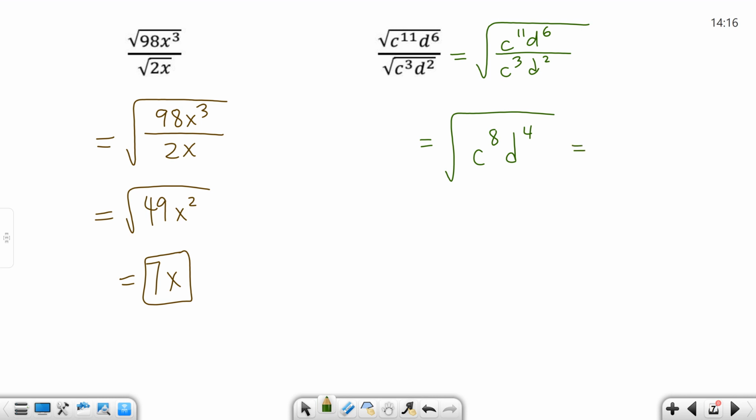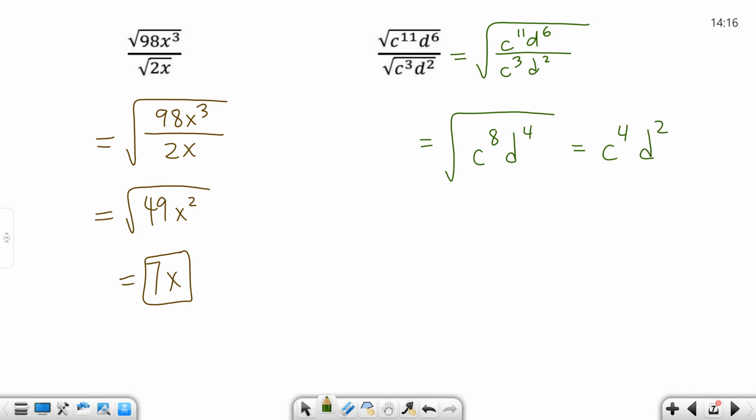Now I go and say, okay, how does this work? Well, I look at this and I say, how many times does 2 go into 8 for the power of c? So this is going to be c to the 4th. And how many c's are left over? 2 goes into 8 4 times with none left over. No c's under the radical.